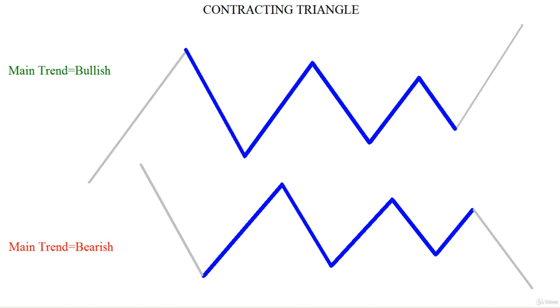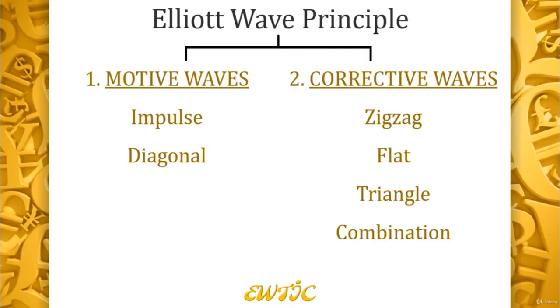Welcome to section 6, triangles. This is lecture 1, contracting triangle. Previously we have learned that the Elliott wave principle has two branches, the motive waves and the corrective waves.